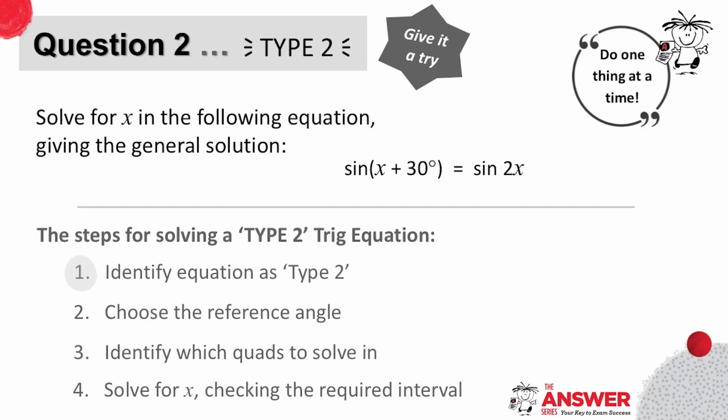First, to identify the type of equation, in this case as type 2. Next is then to choose the reference angle. Thirdly, to identify which quads to solve in. And finally, simplify and solve, checking the required interval for x. Pause here now to give yourself time to try it.